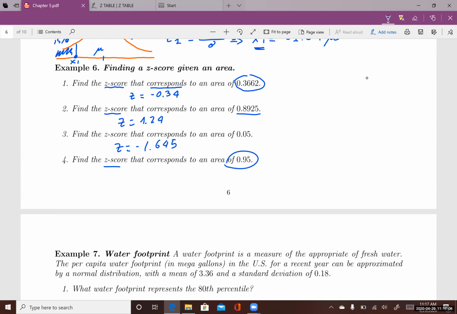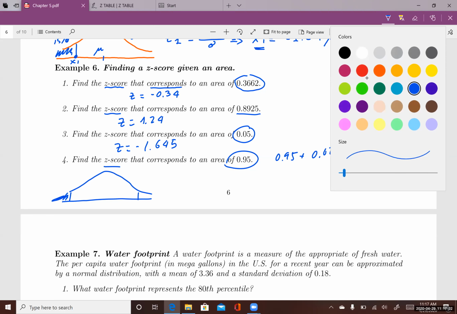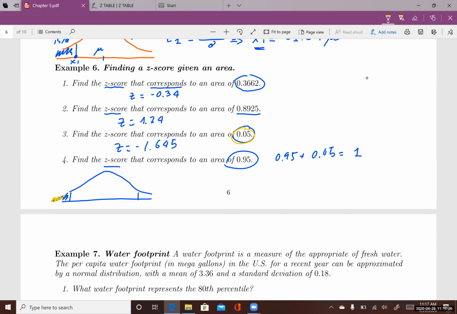Okay. How about the z-score that corresponds to 0.95? If you look at 0.95 and 0.05, they are the complements of each other because 0.95 plus 0.05 is 1. The complement of each other means the area, right? So 5% here. So 0.05 is the 5% on the left, right? And 0.95 here is actually this point here where you have 5% on the right.